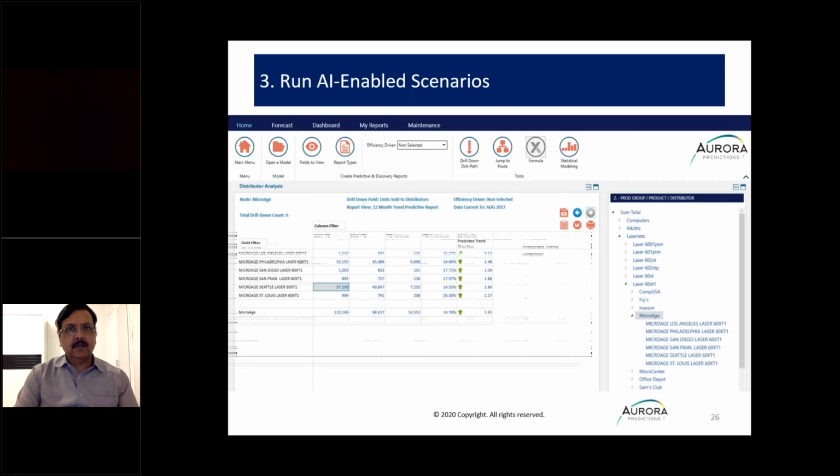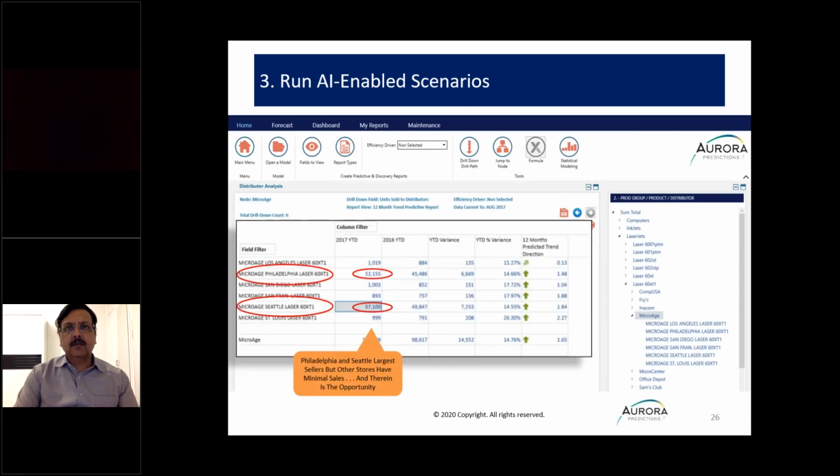and what we find, let's blow this up, is that two stores in Philadelphia and Seattle are selling the ever-loving daylights out of our most efficient product, our Laser 60XT1, which generates a tremendous amount of profit for us. But the rest of the Microage stores aren't really selling all that many products. So we have two stores that are doing a great job. The other stores aren't, and therein lies our opportunity.